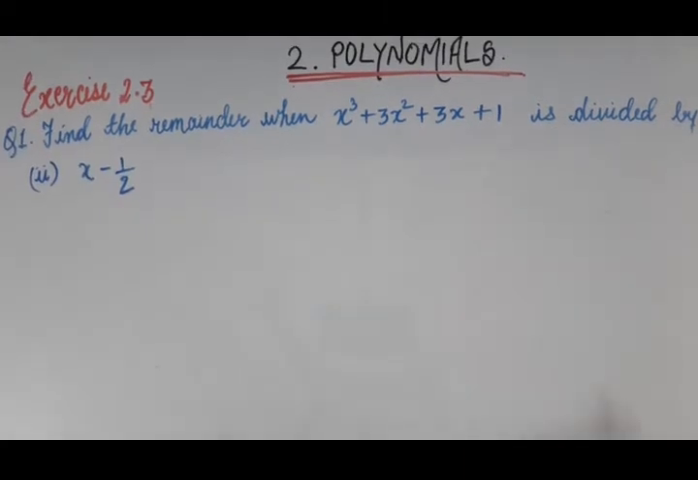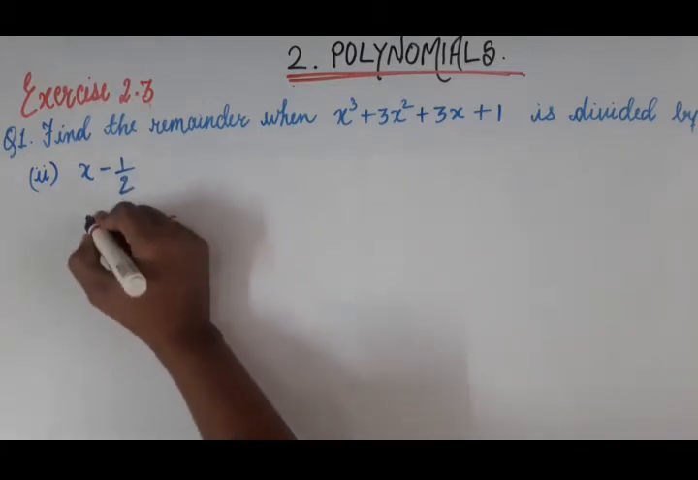So the second part is, the divisor is changing here. What is the divisor now? X minus 1 by 2. The dividend is the same for the whole question, only the divisor is changing, and now we need to find the remainder for this division. So let us do it with the remainder theorem.